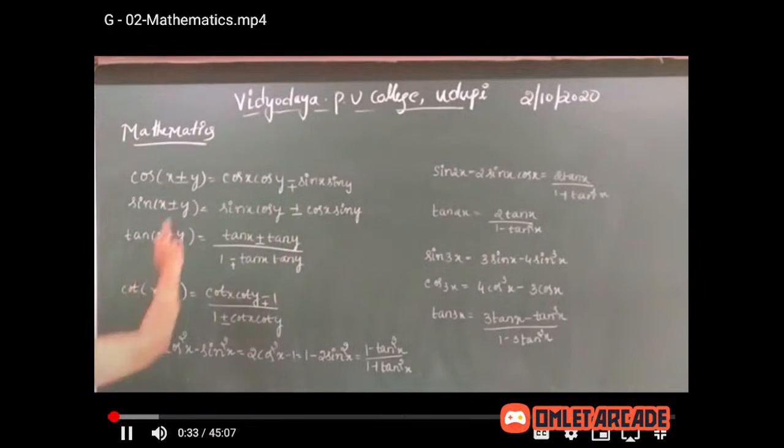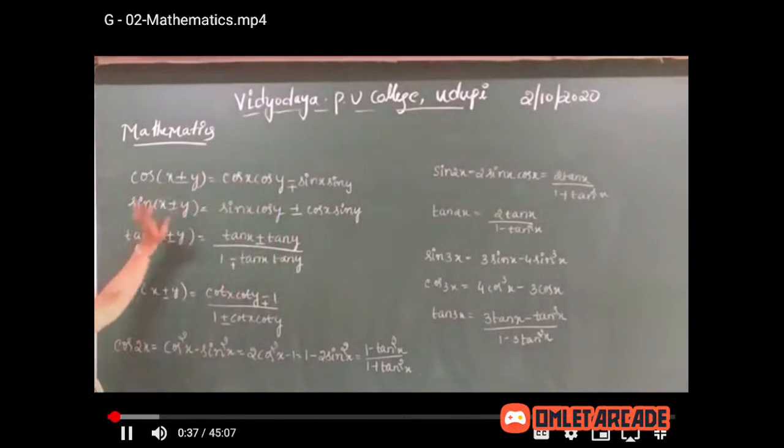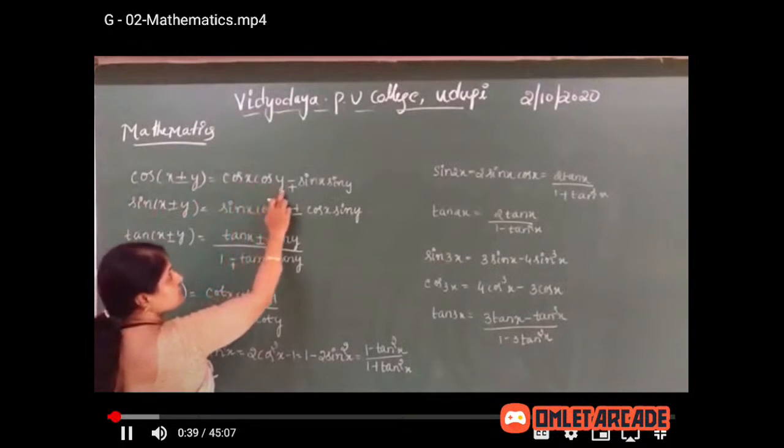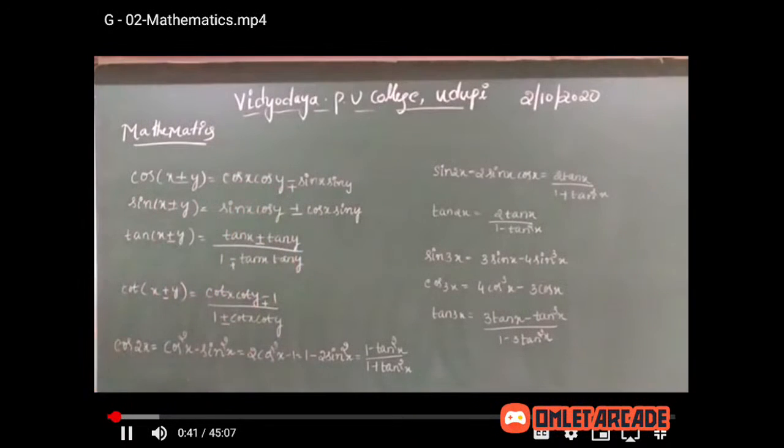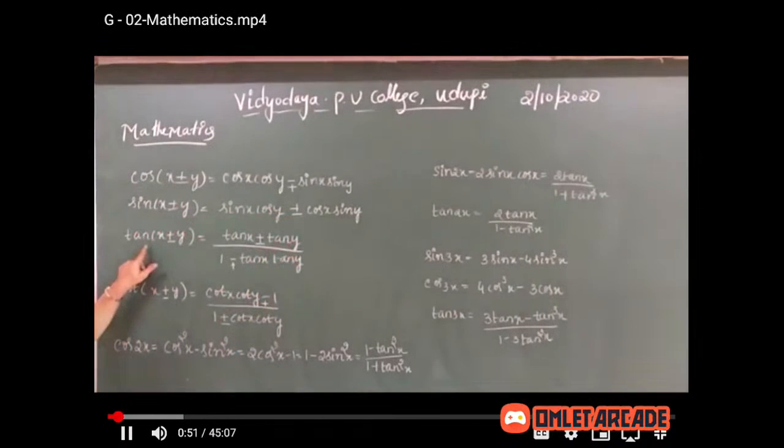So depending on the sign, if it is plus here you get minus, and cos x minus y will be cos x cos y plus sin x sin y. Similarly, we discussed sin of x plus y. It is sin x cos y plus cos x sin y. If minus is there, the sign is also minus here.